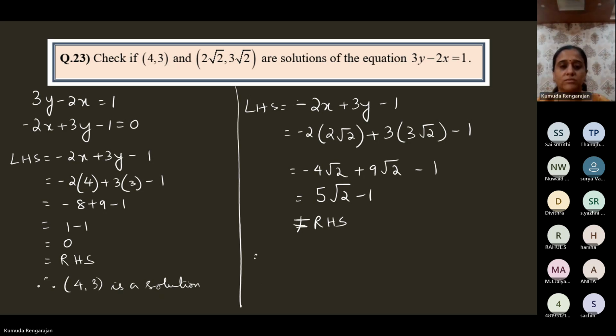Therefore, (2 root 2, 3 root 2) is not a solution. Fine, children?